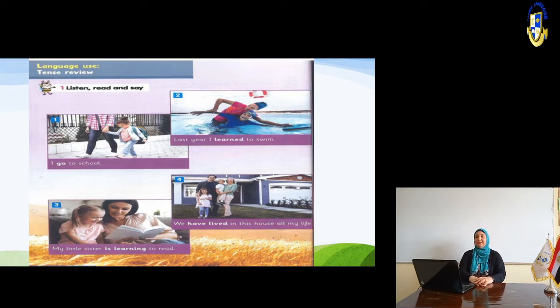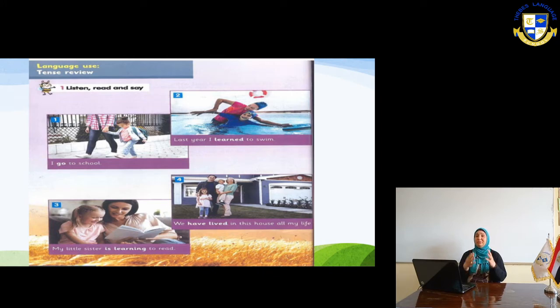In picture number 2: Last year I learned to swim. Last year I learned to swim. So this was in the past, in the last year. Third picture: My little sister is learning to read. My little sister is learning to read. Number 4: We have lived in this house all my life. We have lived in this house all my life.